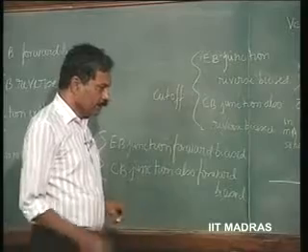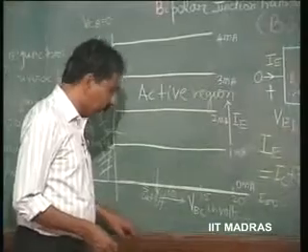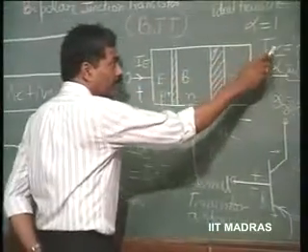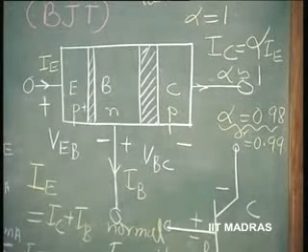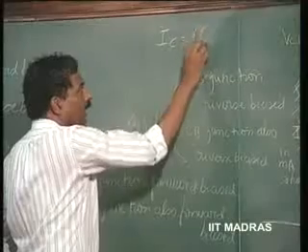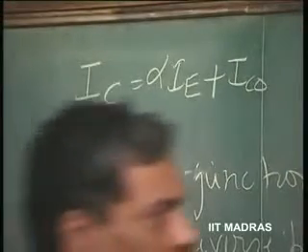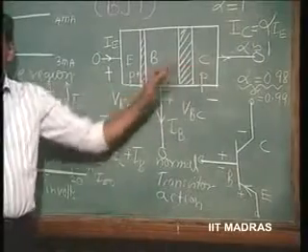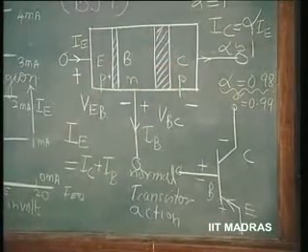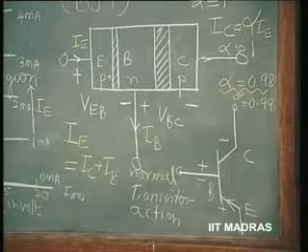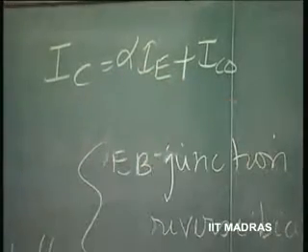Now, as far as the non-ideality of the transistor is concerned, in the last class itself I have told you that alpha is not equal to 1, IC is equal to alpha times IE. Not only that, a better approximation is IC is equal to alpha times IE plus IC naught, because this junction is reverse biased. There is this reverse saturation current also flowing in addition to the injected current. So this will add on to the collector current, and actual current is going to be alpha times the injected current plus IC naught.